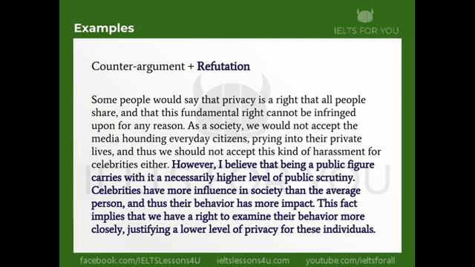I wrote 3 sentences to answer. Make sure that you have a good balance there. If you write 2 sentences for the counterargument, write 2 or 3 sentences for the refutation. If you have 3 sentences for the counterargument, you should have 3 sentences for the refutation. The refutation should not be shorter than the counterargument.